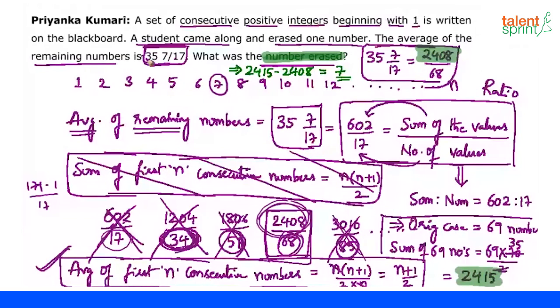The sum of the first 69 numbers is 2415. The sum of 68 numbers, according to this 35.7 by 17 calculation, is 2408. The difference is 7. Hence, the number that got erased is 7. Right? So the answer is 7, and I hope all of you have followed it.